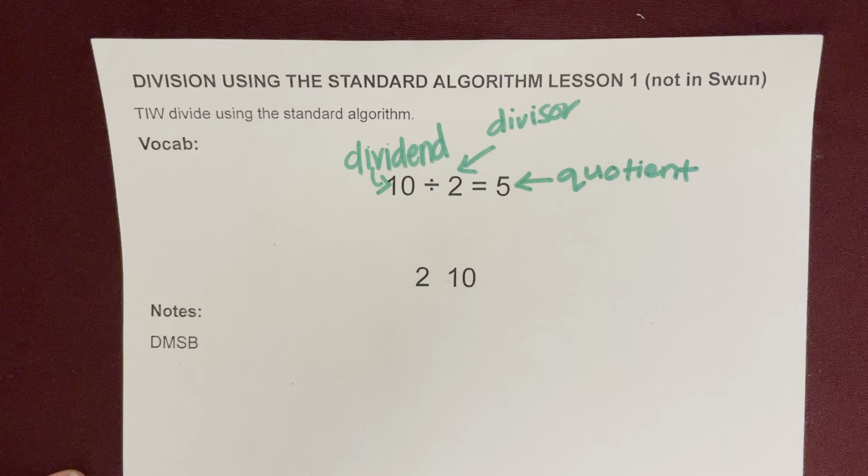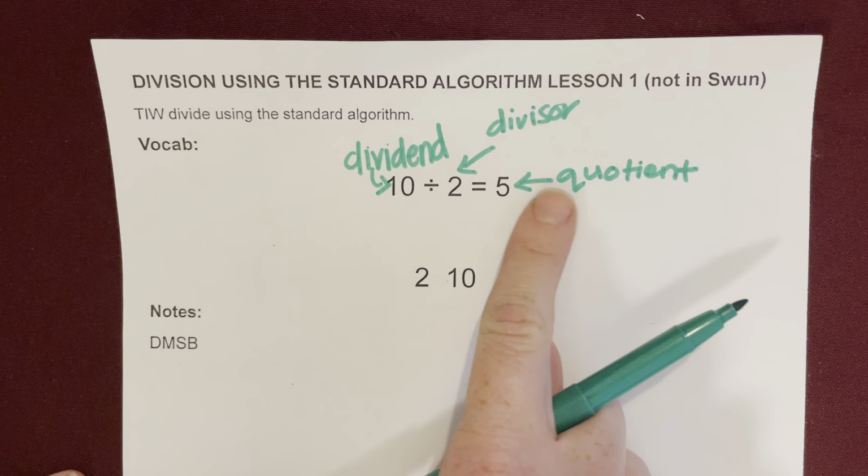We used this vocabulary in our last division lesson. The 10, or the first number in our division expression, is our dividend. The number that comes first is the dividend. Then you have your division sign, and it's divided by the divisor. And then your answer to a division problem is called a quotient. These are words that you will start to get familiar with by the end of the year, but quotient belongs with division.